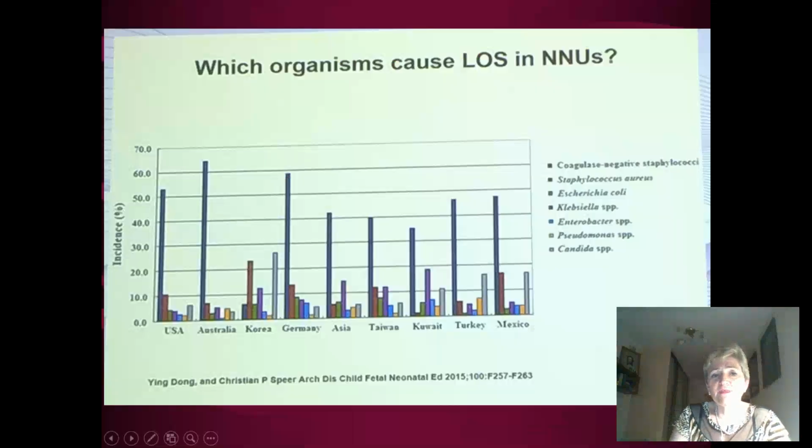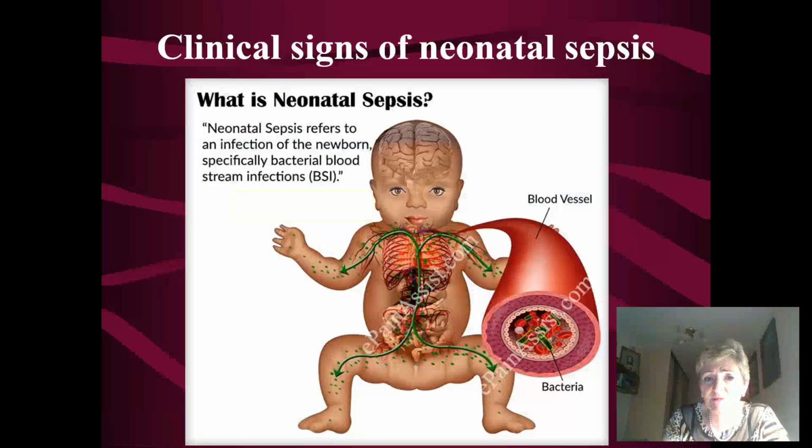In this slide, we can see which organisms cause late onset sepsis in intensive care in different countries. We can see different countries: USA, Australia, Korea, Germany, Asia, Turkey, Mexico. And we can see the very common, often etiological agents: coagulase-negative Staphylococcus, Staphylococcus aureus, Escherichia coli, Klebsiella, Pseudomonas, and Candida.